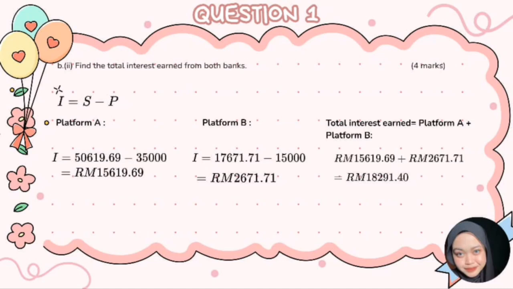So this is the question for B Roman 2. Find the total interest earned from both banks. I equals S minus P, where I is total interest, S is future value, and P is principal. We start from Platform A, which is I equals 50,619.69 minus 35,000 equals RM15,619.69. So we move to Platform B, which is I equals 17,671.71 minus 15,000 equals RM2,671.71.